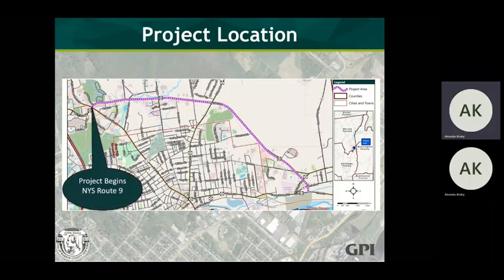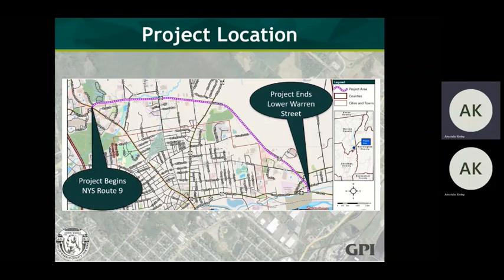This project is located in the town of Queensbury. It begins along Quaker Road at New York State Route 9 and extends to Lower Warren Street for a total length of 3.96 miles.